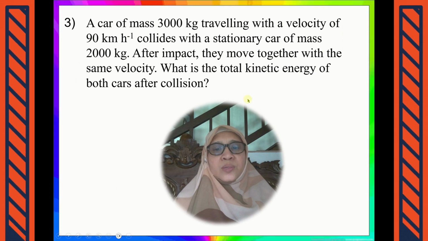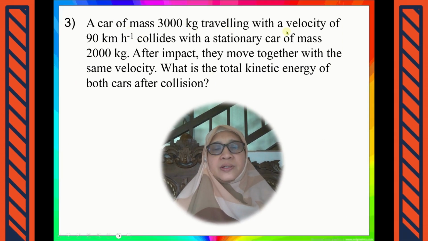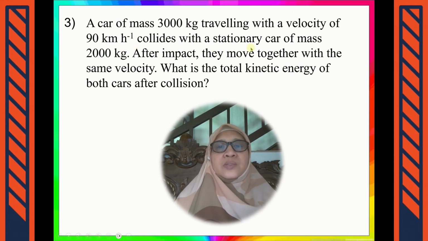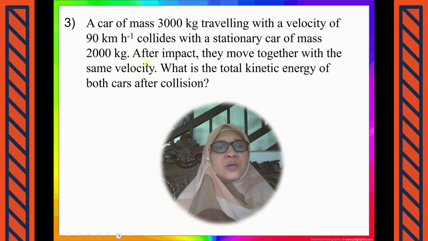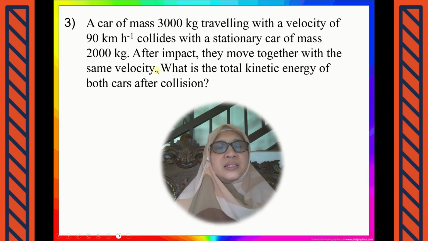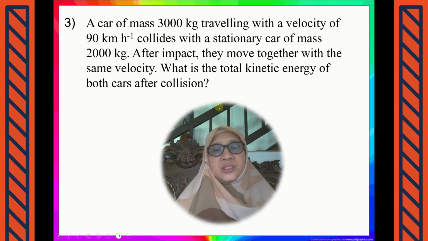So we read the question. A car of mass 3,000 kilogram traveling with a velocity of 90 kilometer per hour collides with a stationary car of mass 2,000 kilogram. After impact, they move together with the same velocity. So what is the total kinetic energy of both cars after collision?